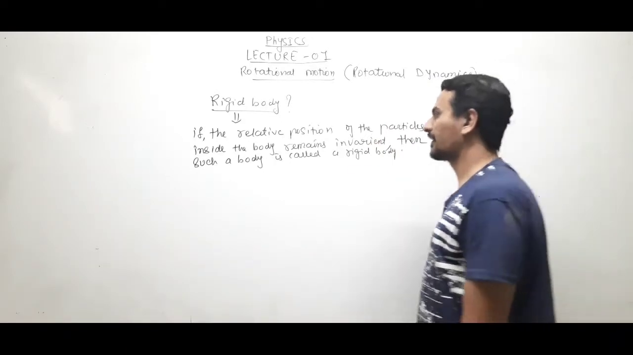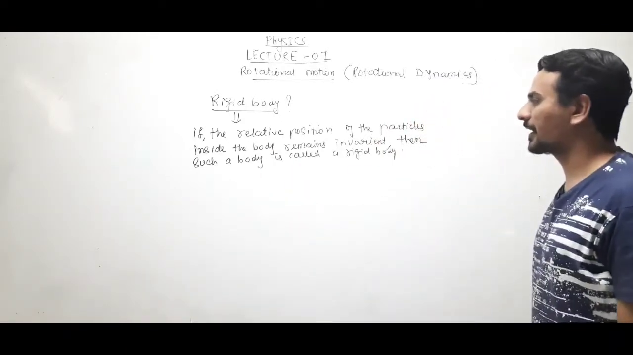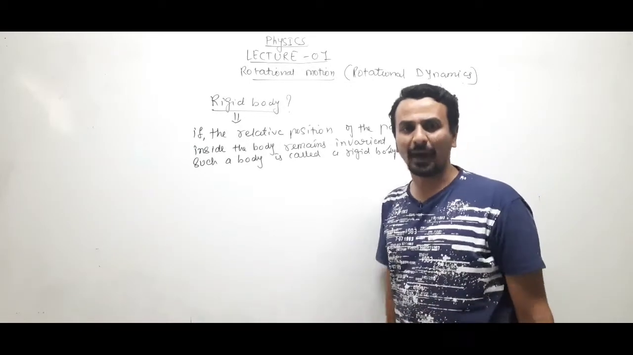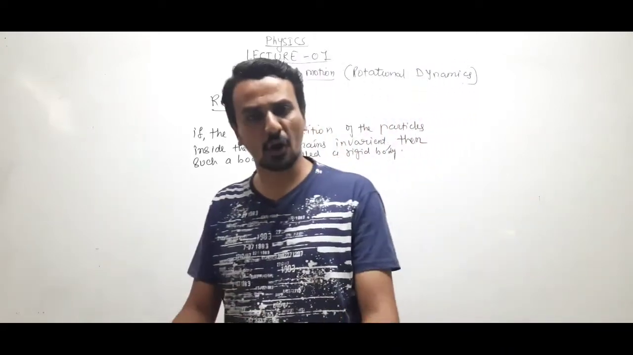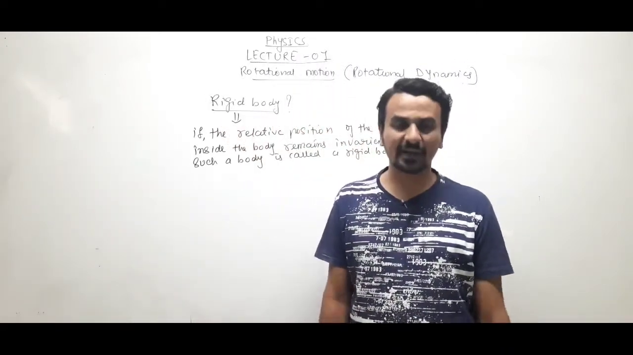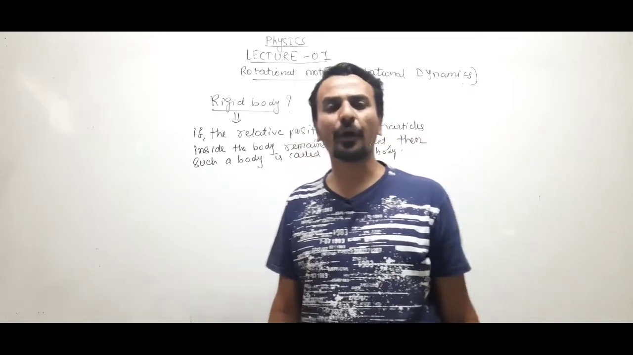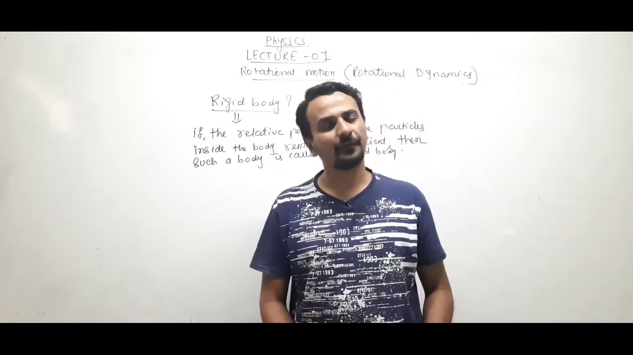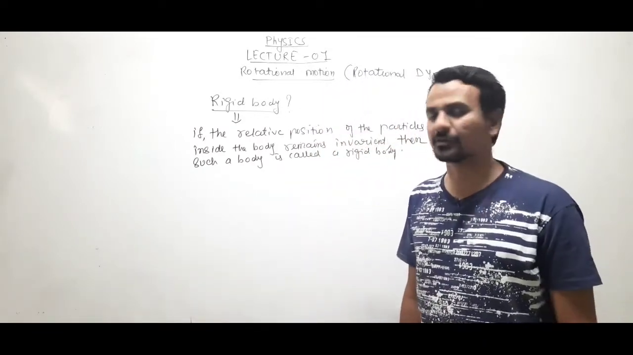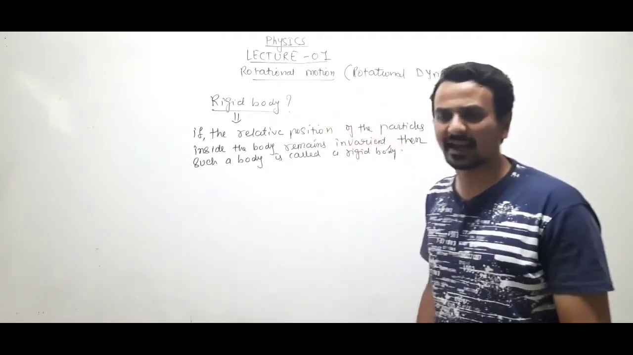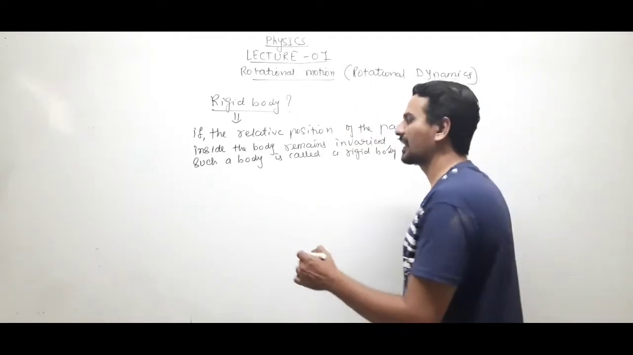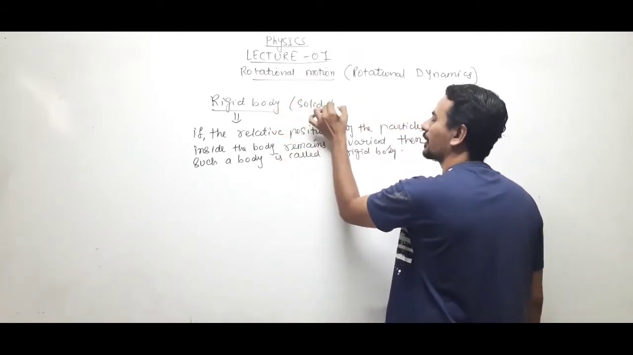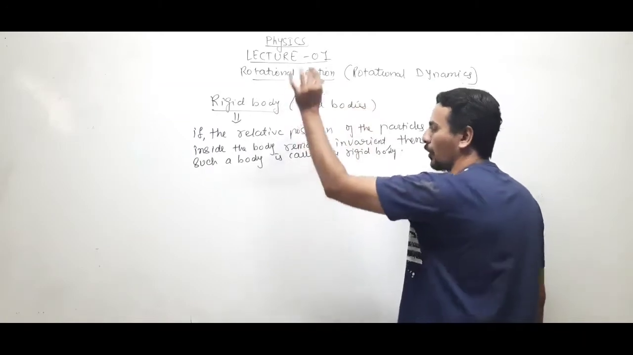See, a rigid body is defined as: the relative position of the particles inside the body remains invariant. That means if the position of the particles inside a solid body is not changing, if it is remaining the same, then such a type of body is known as a rigid body. Or you can also say that a solid body which can never be deformed, right? So this is what a rigid body is. Of course it's an ideal concept, but in our case we can consider solid bodies as rigid bodies, no problem.